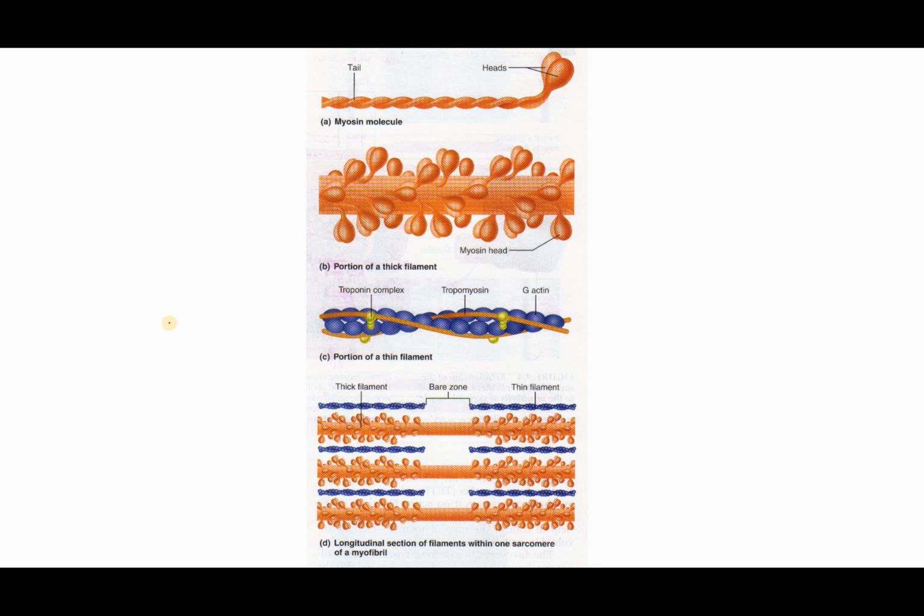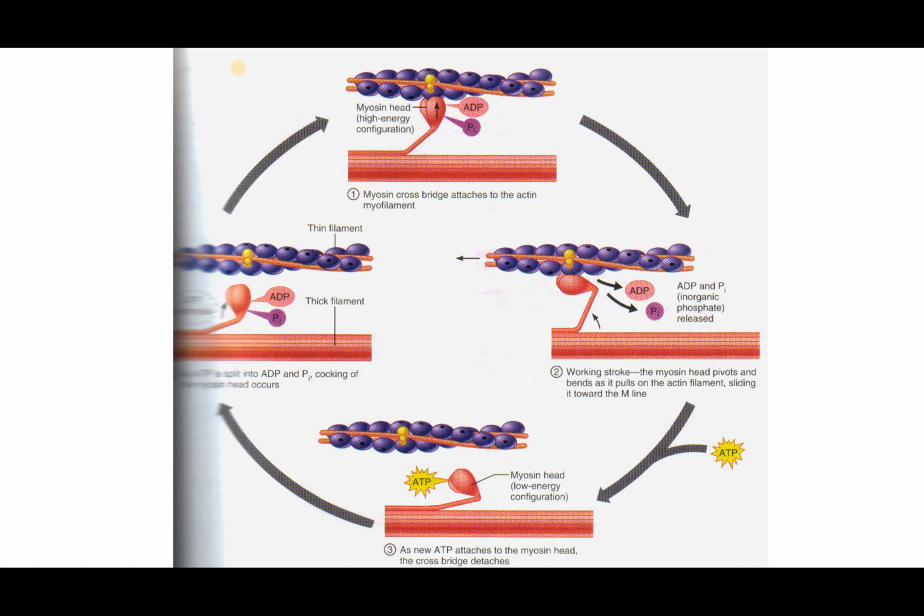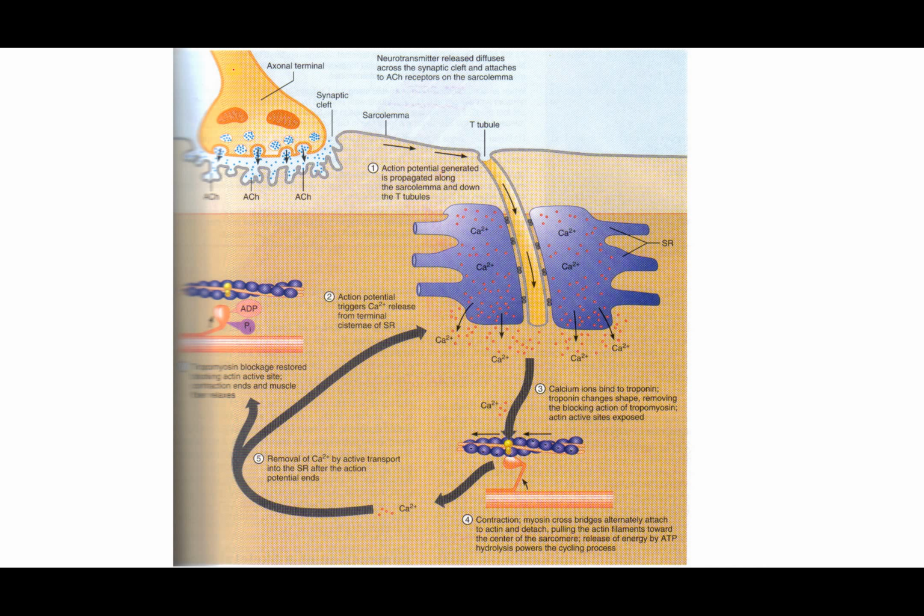Okay, here's the troponin tropomyosin complex. Just showing you a picture of what that looks like, where you actually have the troponin, which is that yellow that they're showing there, and the tropomyosin is that band. And this part is just breaking down from beginning to end, your axon terminal, a signal coming in.